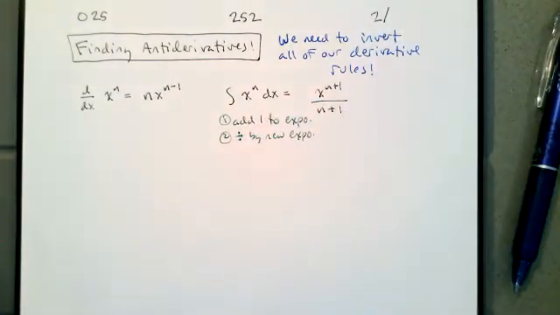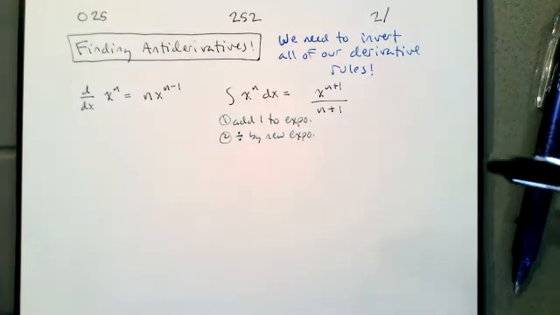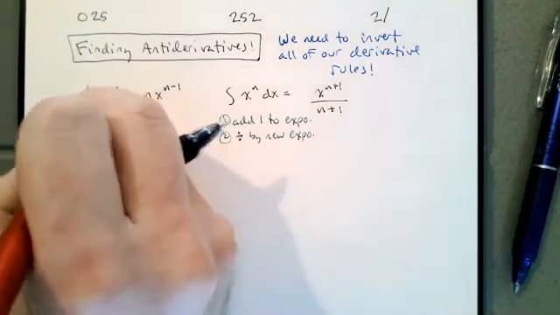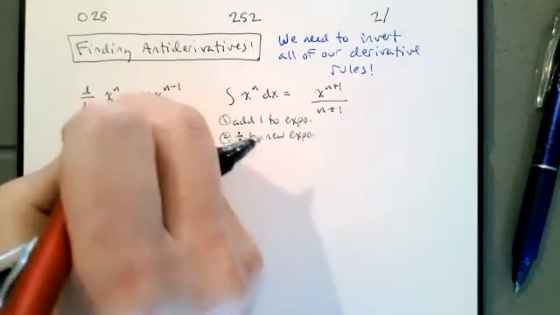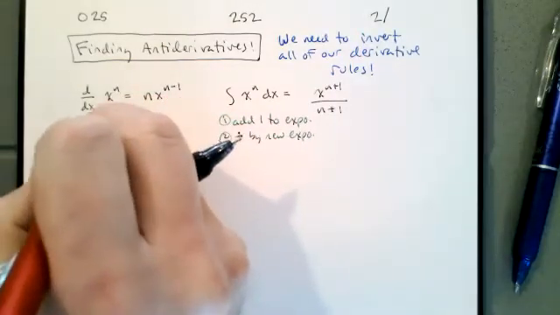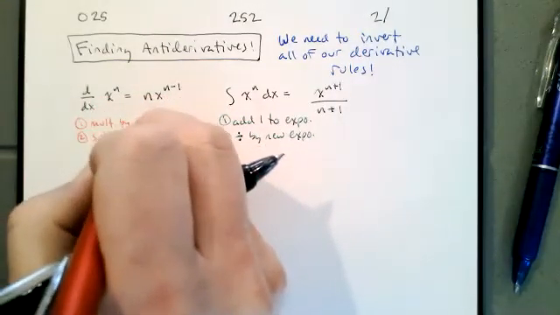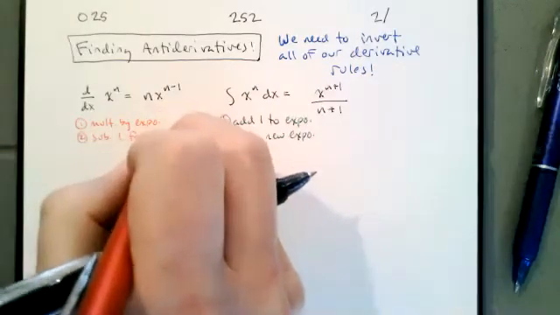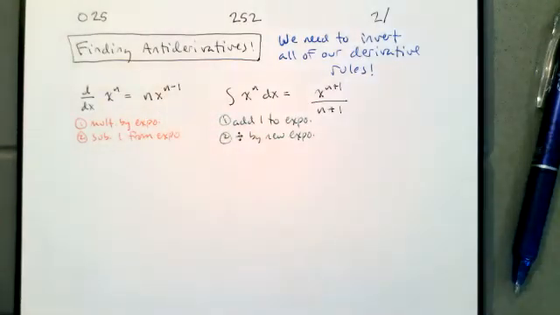Just thinking operationally. And this is the inverse of the process that we do for taking the derivative, where we multiply by the exponent and then subtract 1 from the exponent. We do the inverse operations in reverse order.